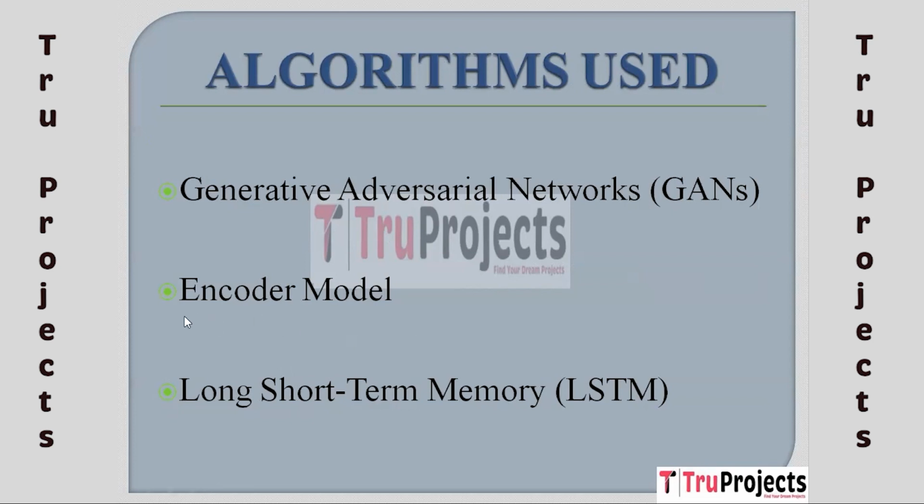The second algorithm used is the encoder model. The encoder understands and labels data, making our system sharp at telling normal from unusual activity, aiding in accurate intrusion detection. The next algorithm used is long short-term memory (LSTM). LSTM remembers patterns in time-based data, making our system adaptable to changing network behaviors, improving its real-time intrusion detection capabilities.